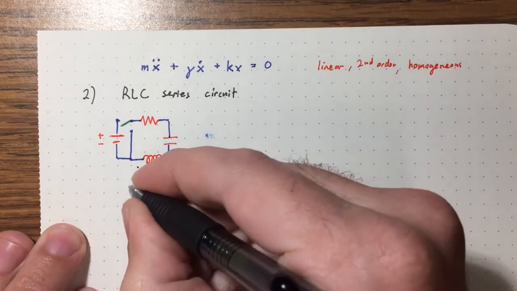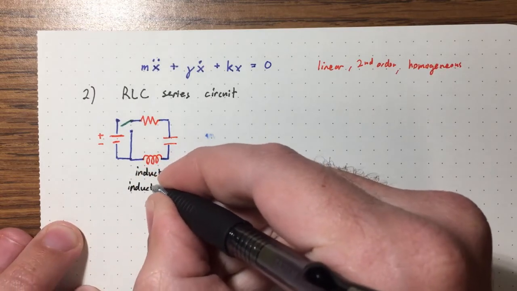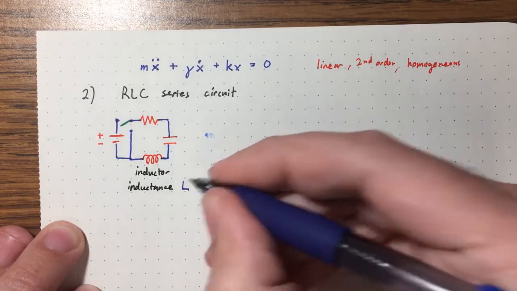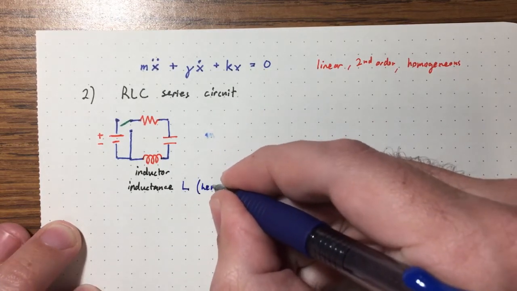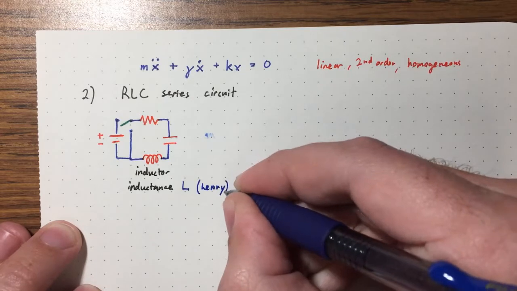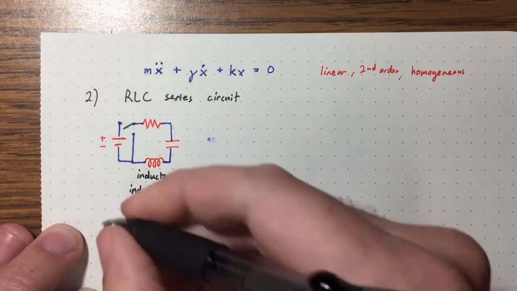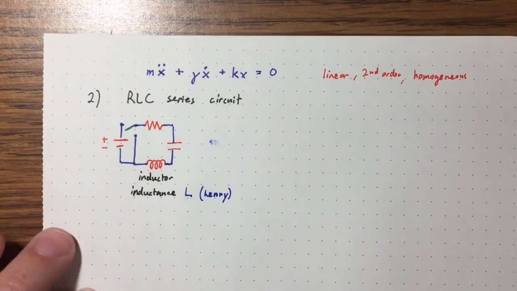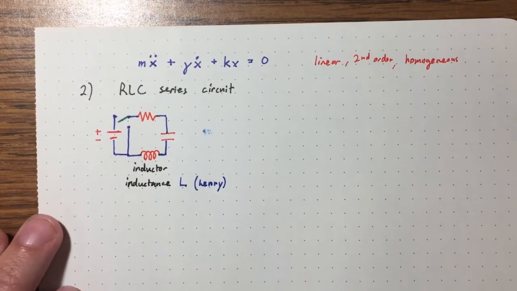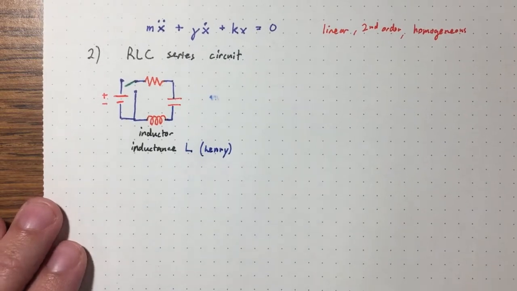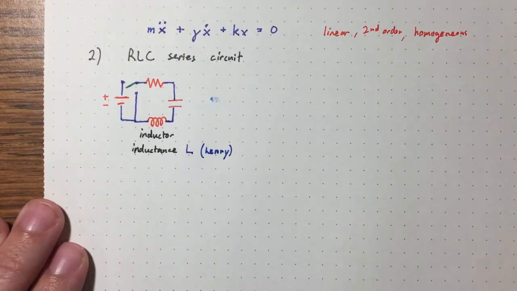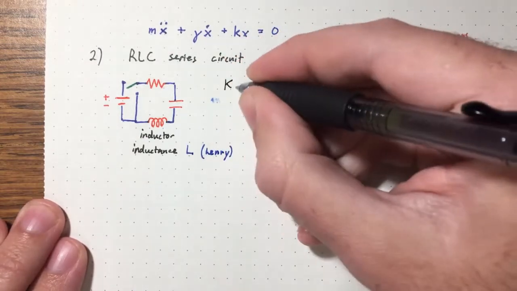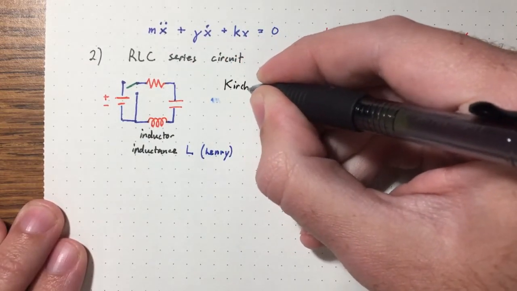And it has an inductance. That's its associated constant, an inductance L. And the unit is called the Henry. Okay, so there's our RLC series circuit. And what is the relevant physical law here? We talked about this before. It's Kirchhoff's law.